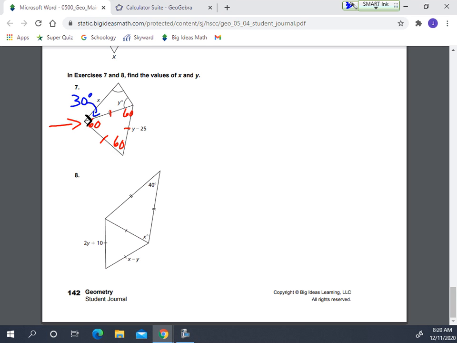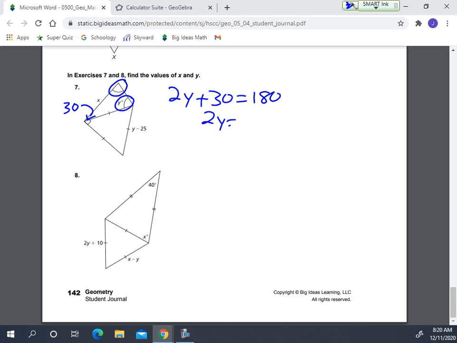From that information, we can find y. I'm going to clean this up a little bit. I'm going to rewrite this so you can stay on track. If this is 30, we know that y and this angle, so y is the same, these two angles are the same, the ones I circled, so 2y plus 30 have to equal 180. If I subtract 30, I get 2y is equal to 150, and y is going to be equal to 75. Okay, halfway done. Now I just have to find x.